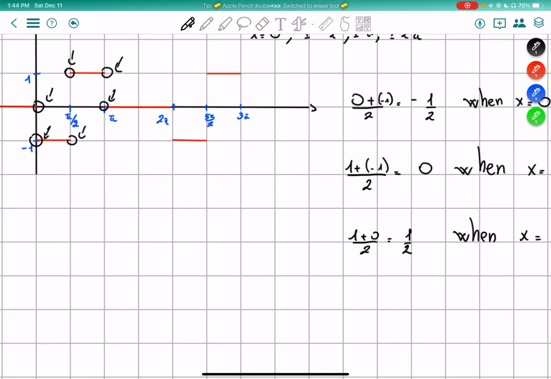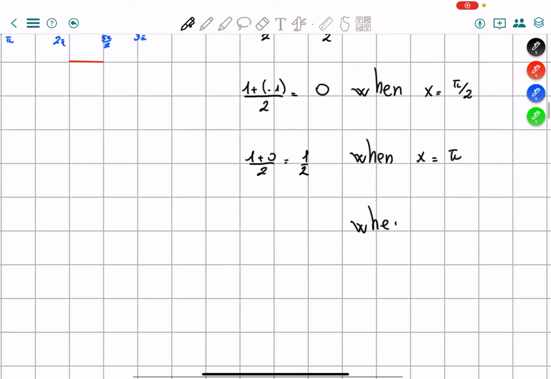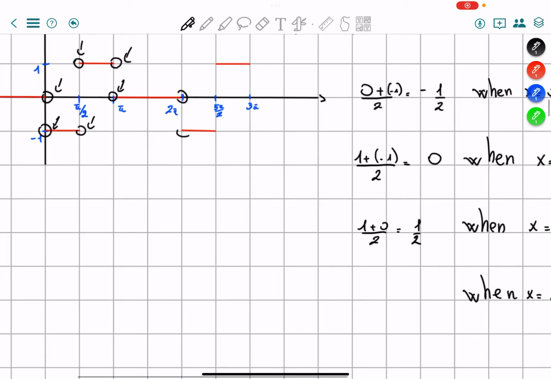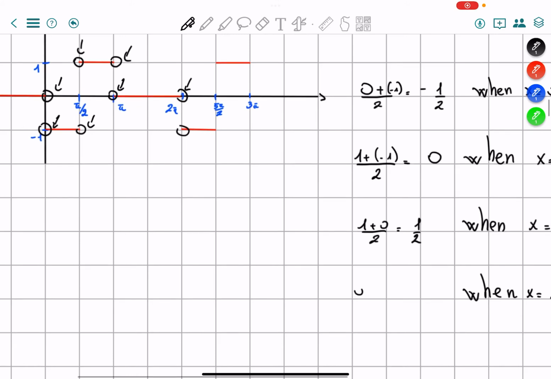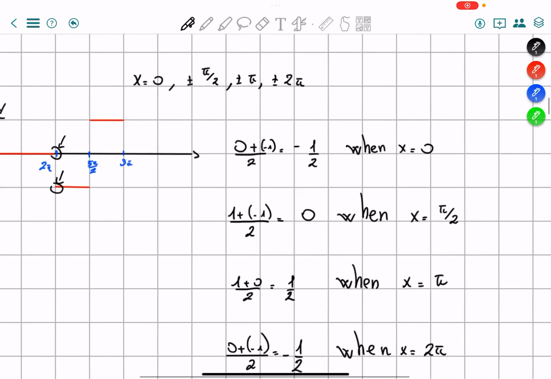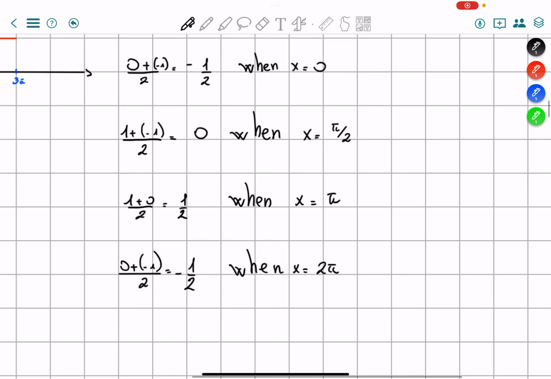Now, what about the point positive 2 pi? Let's write when x is equal to 2 pi. Positive 2 pi means here and here. The point on top is 0 plus the point on the bottom, negative 1, so negative 1 divided by 2 is negative 1/2 again. As you can see, there's a periodicity of 2 pi, because the values repeat from 0 to 2 pi.